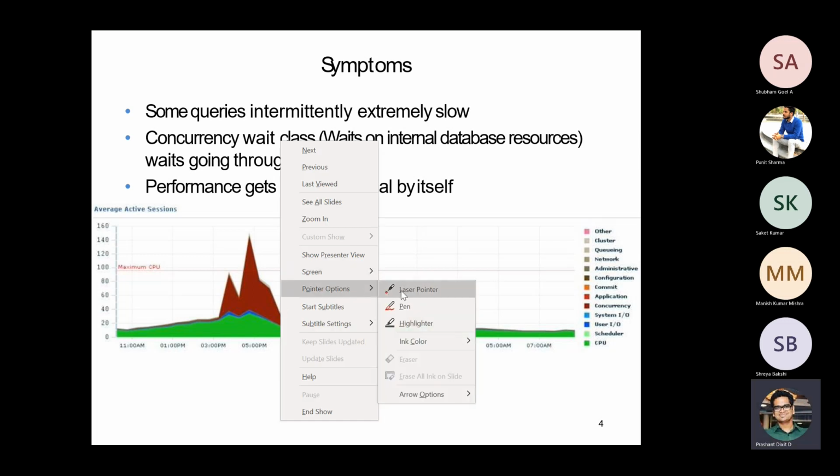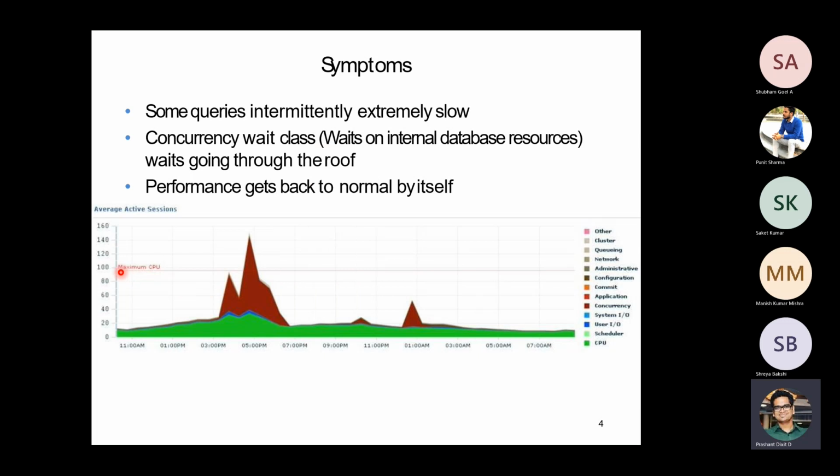Let me enable the pointer first. For example, you have got around 98 CPUs, right? And in fact, this concurrency-specific wait has actually breached the maximum of CPUs as well. In the earlier instance, it almost touched the maximum CPUs, but in another one, this peak, this mountain, has actually hit close to 150. So almost 150 average active sessions were found in the database waiting on the concurrency class wait event.